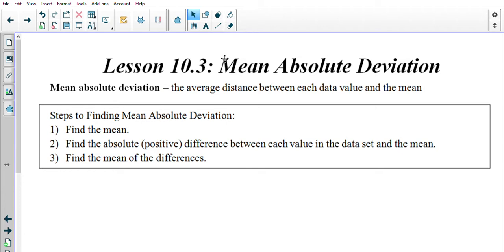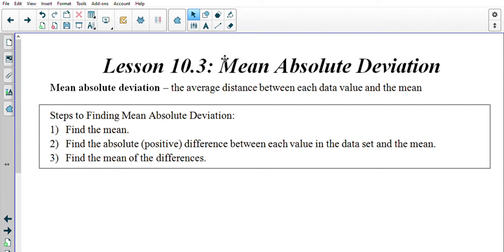Probably not something that you've seen in the past. It's not an extremely difficult thing to calculate, but it does definitely take some time to calculate. So you'll want to make sure that you take your time as you're working through the problems and watch this video, come back to it again, maybe take some notes also on this lesson as well, because it is something that you may not have seen before. So let's first begin by defining what mean absolute deviation is.